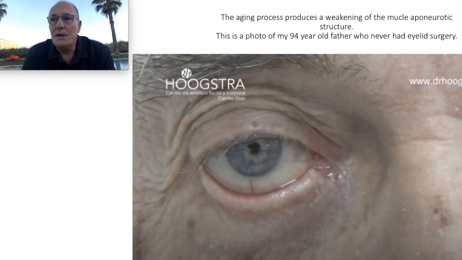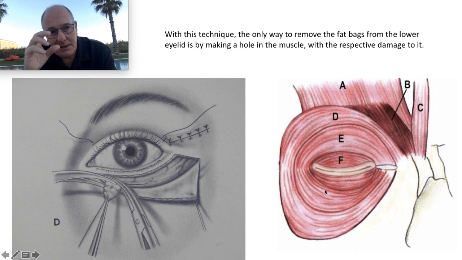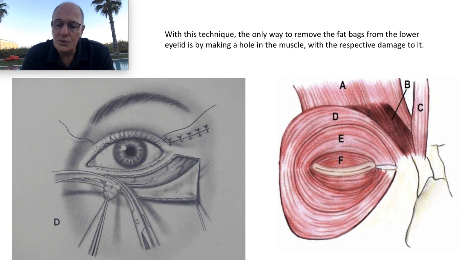As you can see, if in a young patient we damage the orbicularis muscle, when time passes, they can have a big problem. With this technique, like I said before, the only way to remove the lower fat pads is by making a hole in the muscles, and this is the muscle that produces a contraction to close the eyes. And this is the result of many patients that come to my clinic in order to improve this kind of results.